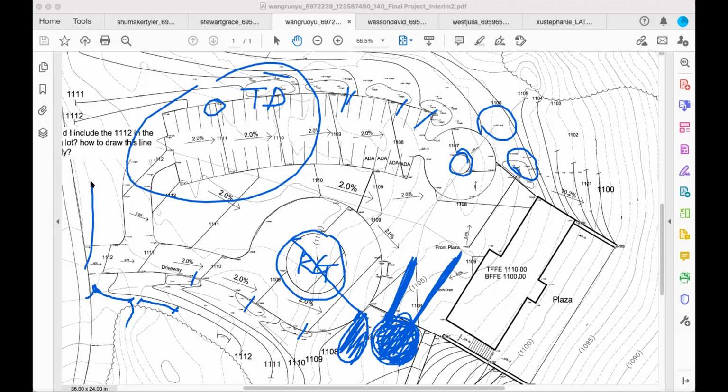So what else? Okay, those are about the bioretention. And we don't have a stair yet. We should. We don't have the backside contour yet. We should.